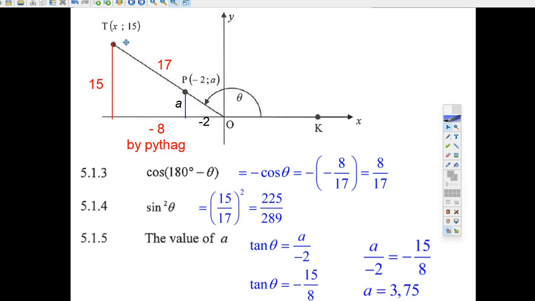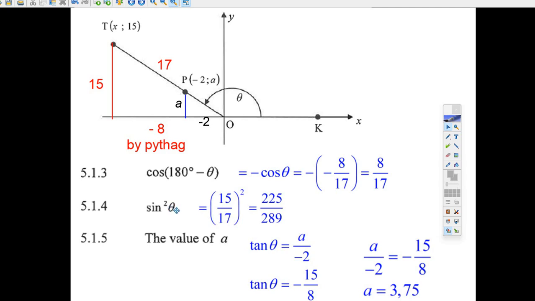Now look at the cosine of theta. That's adjacent over hypotenuse. It's minus 8 over 17. The two negatives make a positive 8 over 17. So the negative of the cosine of this angle, well, we know that that's already negative. If we take negative, it's going to be positive.